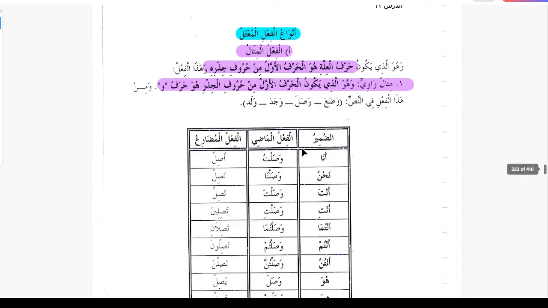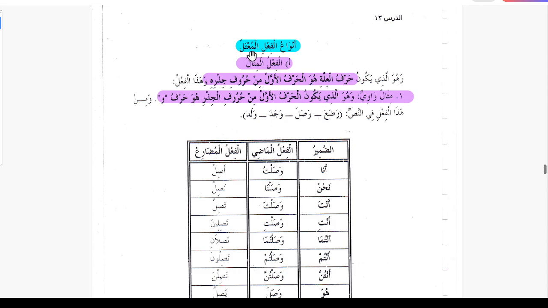So we will study the fi'l mu'tal in the next session. So I'm going to stop it here.